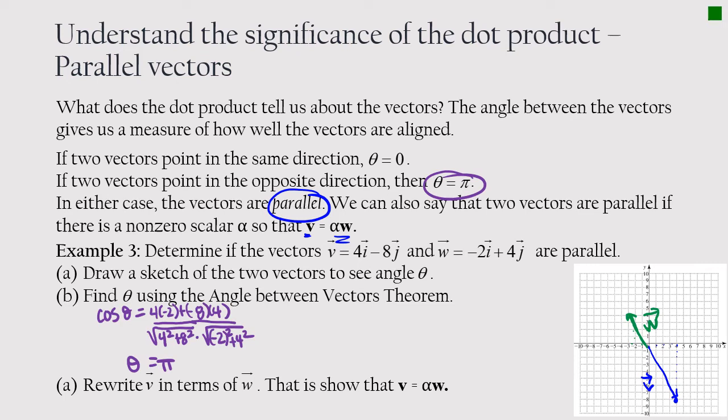Now, if we had to rewrite v in terms of w, do you see if I took w and multiplied it by a scalar of 2? 2 times w is going to be negative 4, 8. So I'm close. But if I made it negative 2, that would be 4, negative 8, which is what v is. So there's a scalar we can use: I can multiply w by negative 2 and I get vector v. That's another way you can tell that these are parallel.